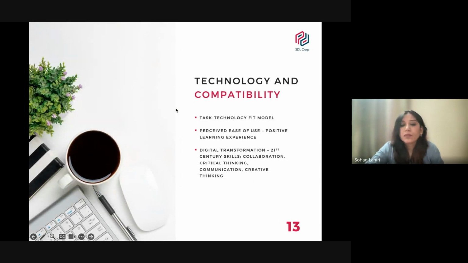Now, this is the last slide, I think. Technology and compatibility. This is really, really important for all of you. You can read up more about the first two models that I've mentioned over here. Technology and compatibility, the task technology fit model. Basically, what is the task at hand and what is the technology that is available, and whether they are a good fit for each other or not.